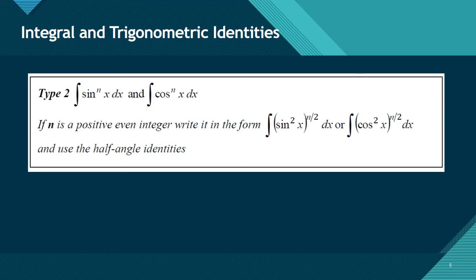Now, how about when n is a positive even integer? We already met this, but the exponent is just 2. What if the exponent is 4 or 6 or 8? This is what you do. Again, we will take advantage of your power reduction formula. So you know what's going to happen here. This will be replaced by your power reduction formula.